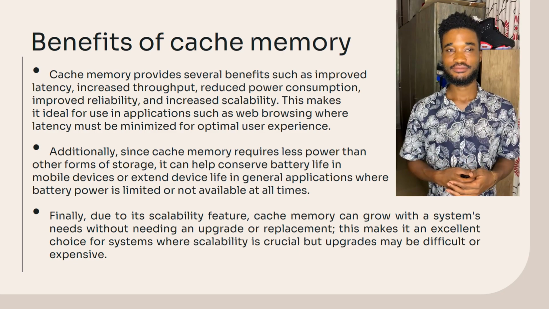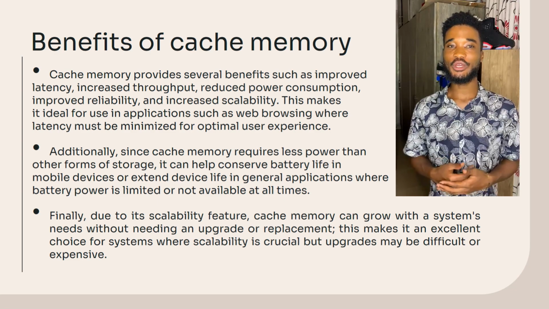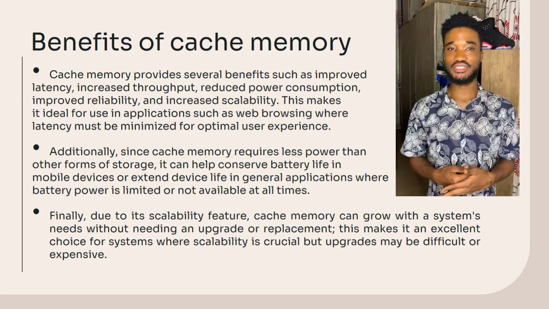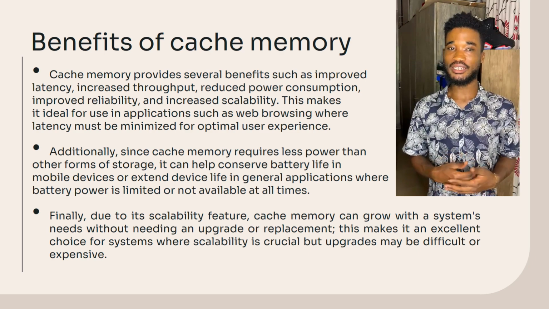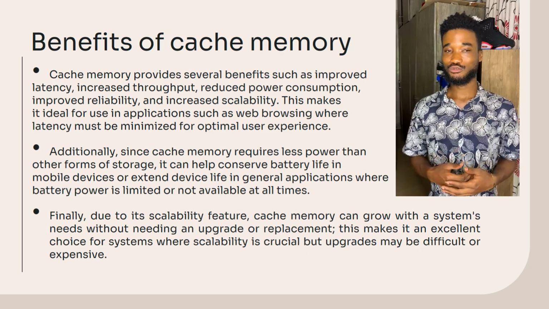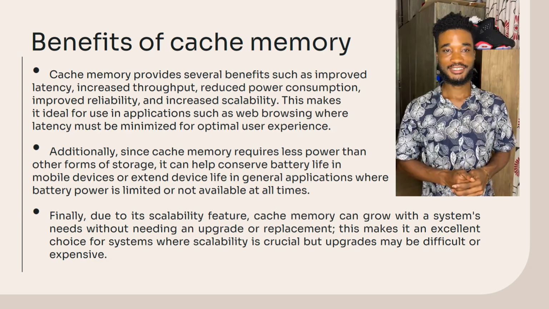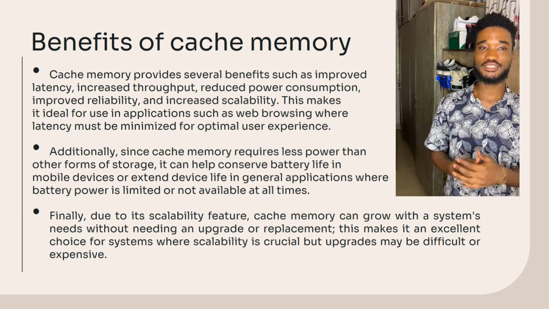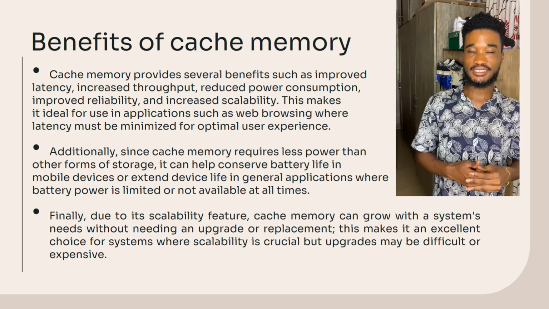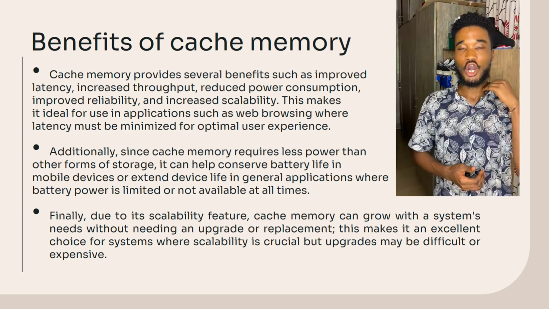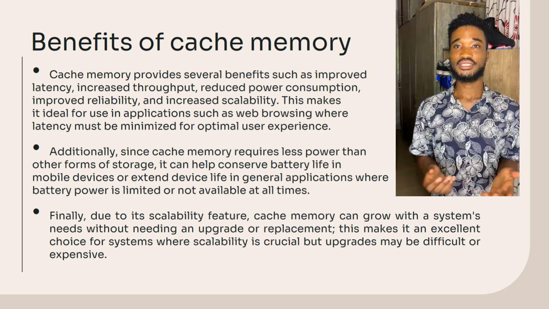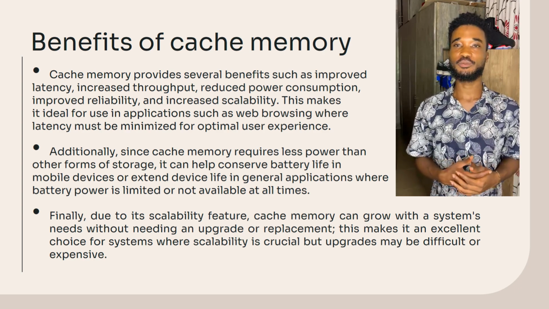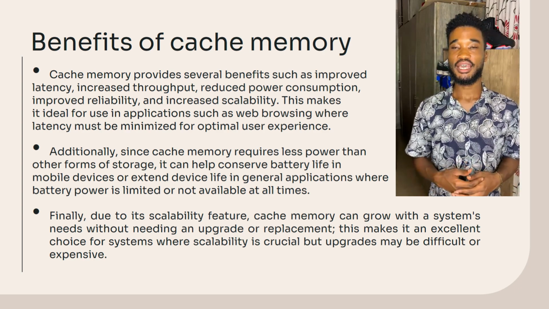Cache memory conserves battery life in mobile devices and extends device longevity by minimizing the need for power-hungry data access from slower storage. Finally, cache memory scalability allows it to adapt to a system's changing needs without requiring upgrade or replacement. Those are the points discussed by my colleagues and I. We hope this best explains what cache memory is and how it works.